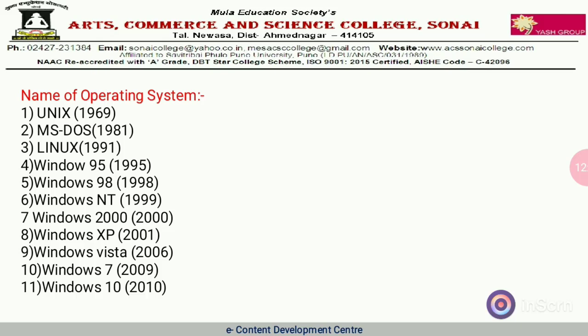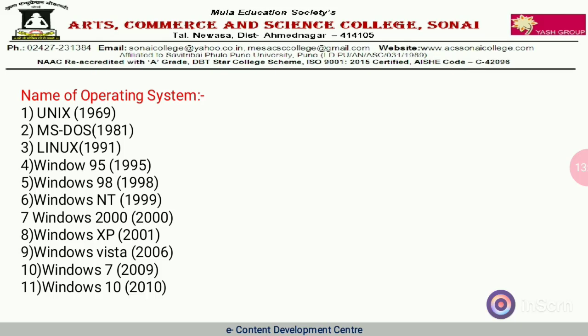In 2006, one more advanced version of the Windows operating system was introduced, that is Windows Vista. In 2009, one more advanced version was introduced, that is Windows 7. Today, multiple computer users use this Windows 7 operating system. Windows 7 is more user friendly and easy for any user. In 2010, Windows 10 operating system was introduced.